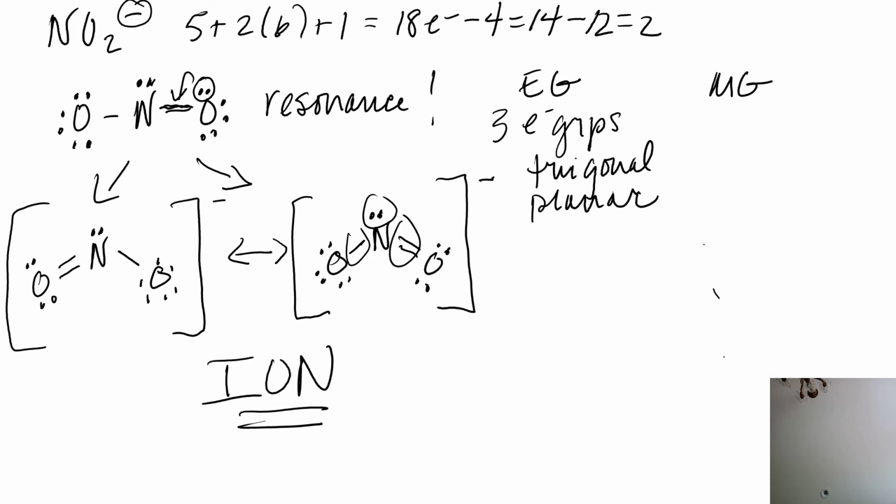Molecular geometry then, of those 3 groups, 2 are bonding and 1 is non-bonding. So we have a bent structure. Next molecule we have is C2H4.